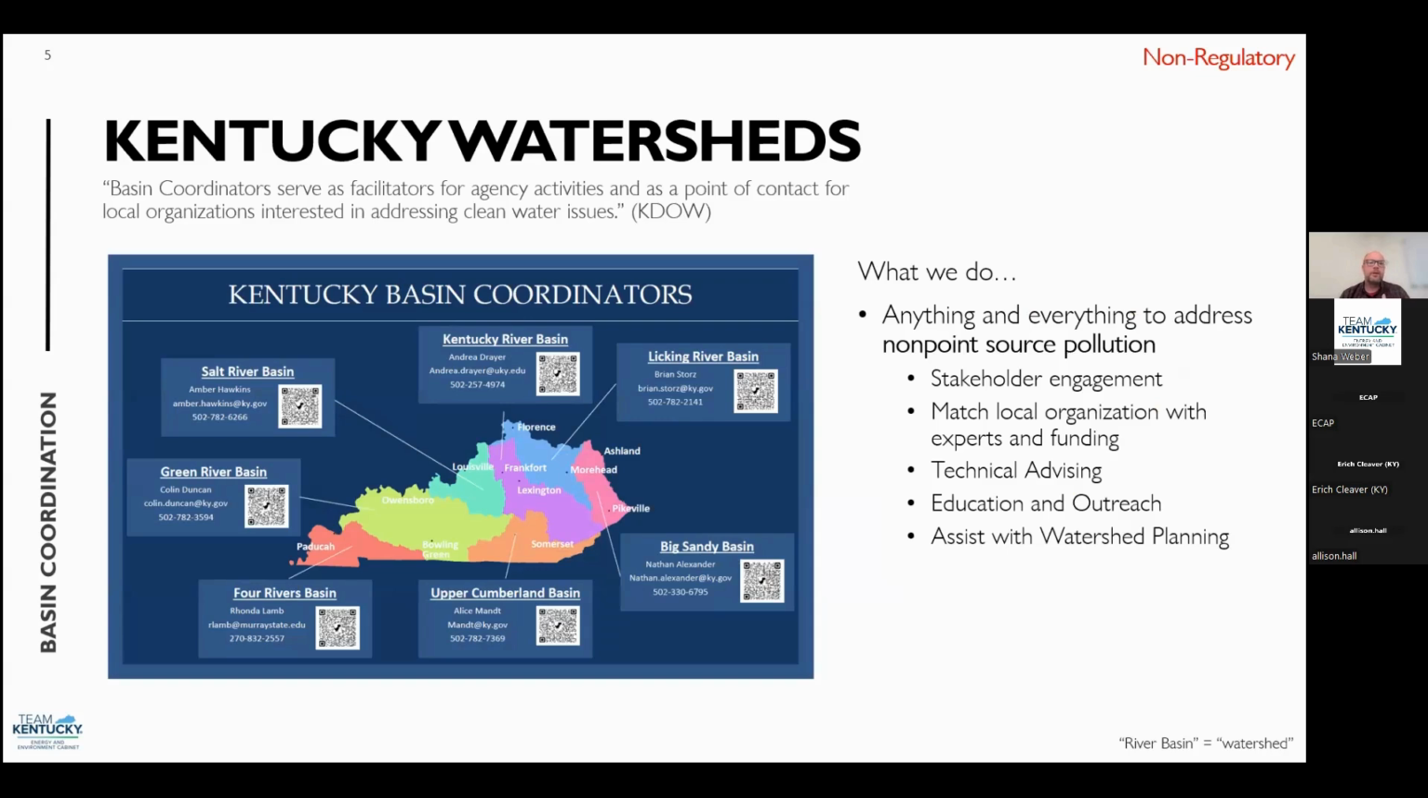And I've briefly put on here some of the verbiage from our website on what exactly a watershed coordinator does, right? We serve as facilitators for agency activities and as a point of contact for local organizations to address clean water issues. What that means is that we do anything and everything to help mitigate non-point source pollution. Often this looks like stakeholder engagement, coordinating meetings with local organizations, city governments, and county governments to try and address the issues that they have. We do a lot of technical advising, education and outreach for both adults and youth. And then we assist in the watershed planning efforts, which is something I'll talk about a bit more.